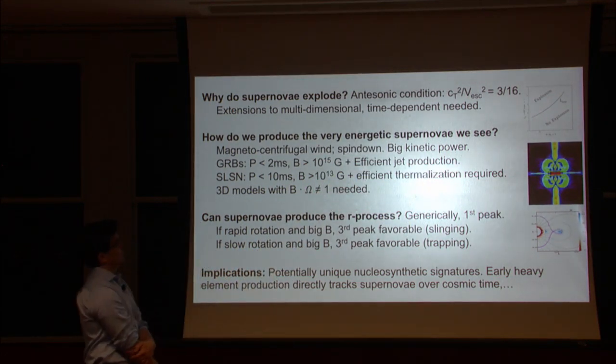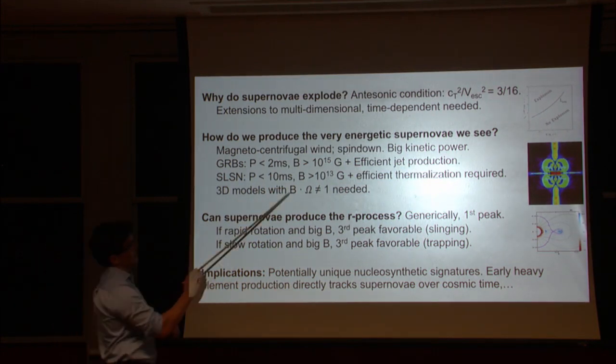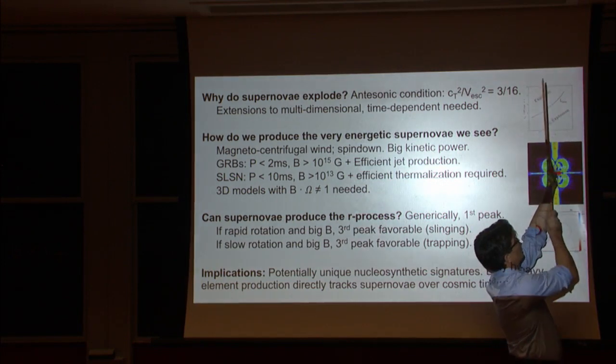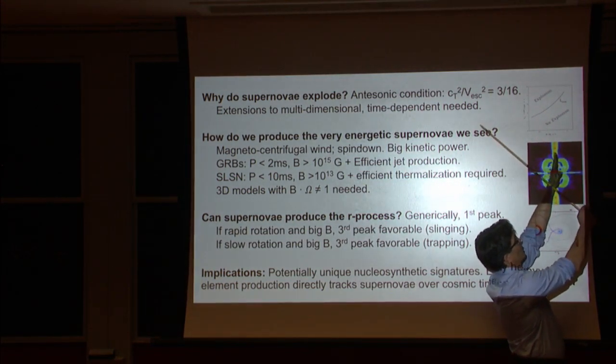What I'm going to be working on here is three-dimensional models in which B dot omega is not equal to 1. These are axisymmetric simulations in which B and omega are in the same direction. I would like to know what the spin-down power looks like when B and omega are not aligned.